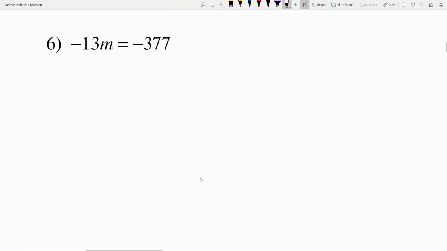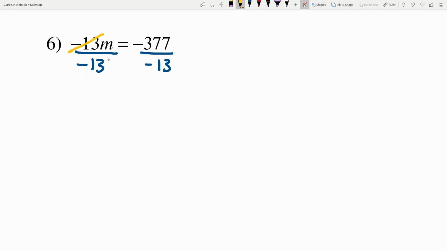Now in number 6, we have negative 13 times m equals negative 377. This one's a little bit harder to do in our head, so let's go ahead and manipulate the equation. In order to isolate m and get that variable all by itself, because that's what we're solving for, we're going to divide by a negative 13. And whatever we do to the left-hand side, we do to the right-hand side of that equation. So divide the right-hand side by negative 13 as well.